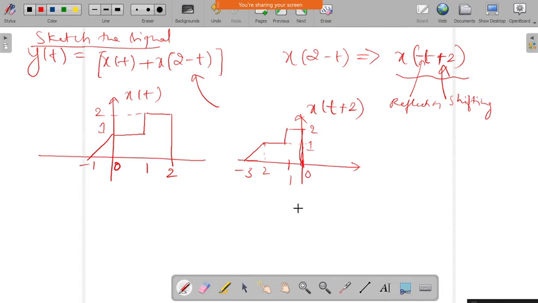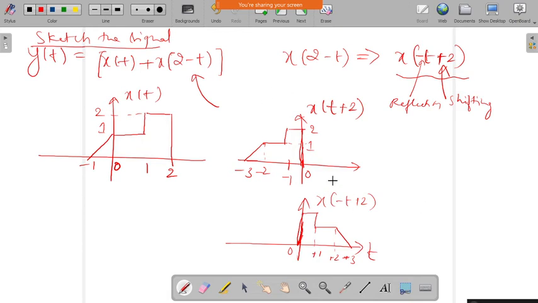Now again we have to do the reflection of this one. If I take the reflection, x of minus t plus 2, we will get it like this. So this is the reflection of the signal. So this is minus 3 to minus 2, and then minus 2 to 1, and 0 to plus 1. Whatever the negative values are there, it will reflect and give the positive values. This is x of minus t plus 2. Okay, so is it understood now?